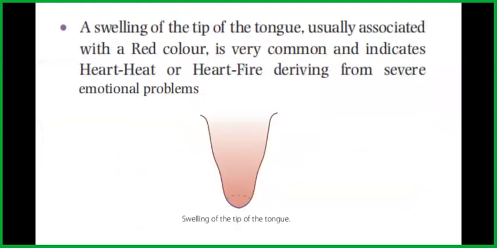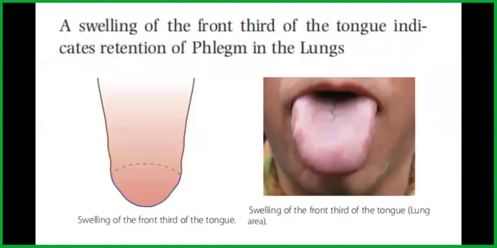A swelling of the tip of the tongue, usually associated with the red color, is very common and indicates heart heat or heart fire deriving from severe emotional problems. A swelling of the front third of the tongue indicates retention of phlegm in the lungs. So you can see in this first one, there's swelling of the front third of the tongue, and on the second one is swelling of the front third of the tongue on the lung area.